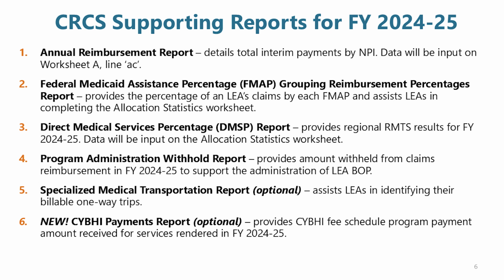There are 6 supporting reports available to help complete the CRCS. As you can see, there are 2 reports that are optional. All of these reports will be posted on the fiscal year 2024 to 25 CRCS webpage in January. We'll go through each report in detail so that it is clear what you'll be seeing on the supporting reports when you download these in the coming weeks.